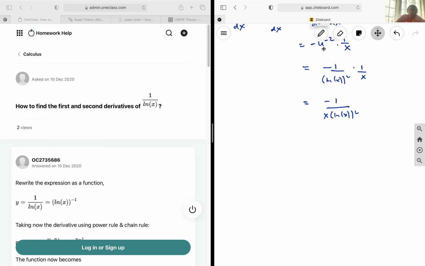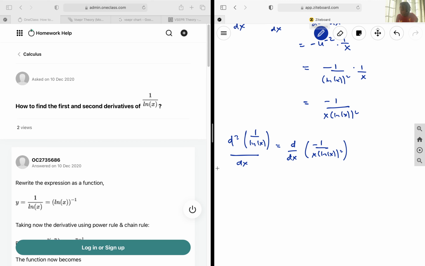Next up, we want to find the second derivative. So d squared of 1 over ln x over dx squared. That is just going to be the derivative of the first derivative. So d over dx of negative 1 over x ln x squared. And for this one, we are going to be using the quotient rule. Let's just write it down quickly here. We know that d over dx of f of x over g of x is going to give us the derivative of f of x multiplied by g of x minus the derivative of g of x multiplied by f of x, all over g of x squared.